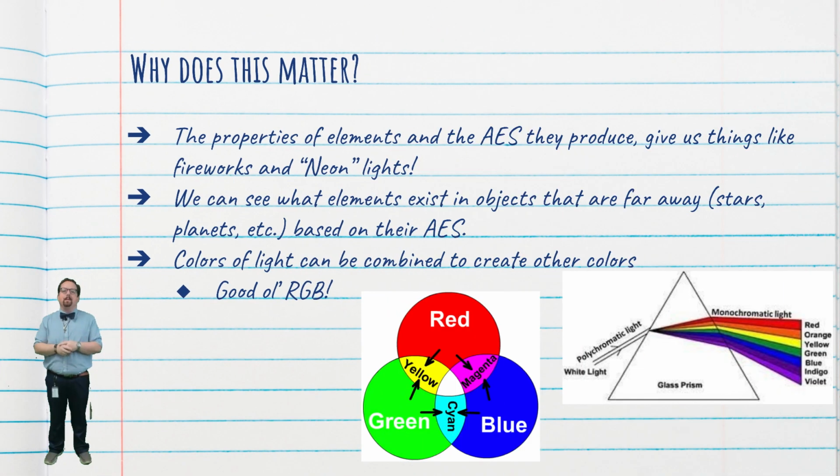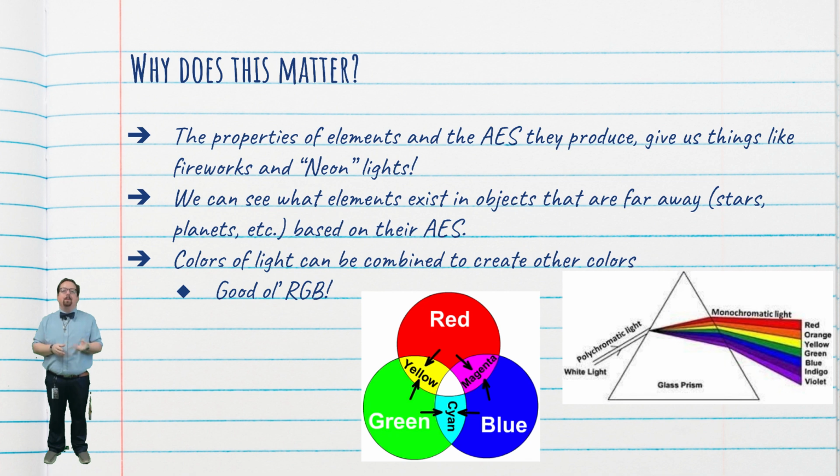So how is this useful? Well, if you like fireworks, or so-called neon lights, this phenomenon is for you. The excitation of electrons, then falling back down to their ground state in the atomic emission spectra they produce, is what's responsible for the several different colors of fireworks and neon lights that we can make. This is also an important phenomenon because we can analyze the electromagnetic spectrum of light given off by faraway objects like stars to determine what atomic emission spectra, and therefore what elements, might be present in that object.